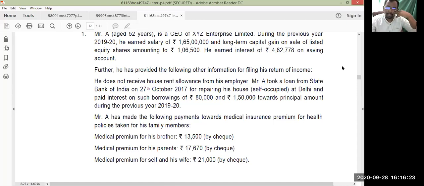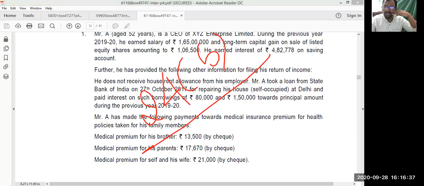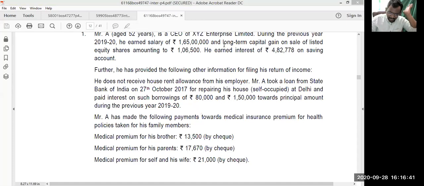Now tell me, sir, how much amount I can claim as deduction in the form of interest on loans under section 24B? Can I claim entire 80,000 as deduction? Answer is no. Restricted to 30,000 only because the purpose is repairs. So maximum deduction we can claim 30,000.